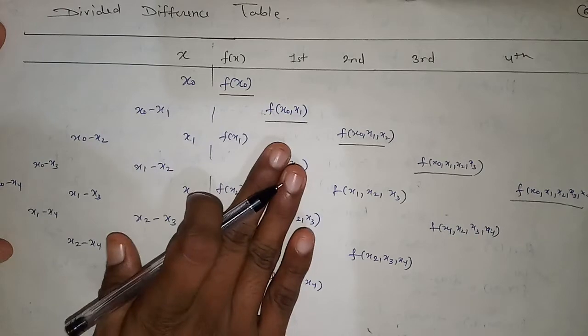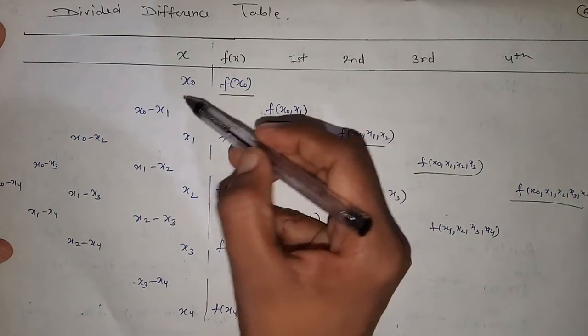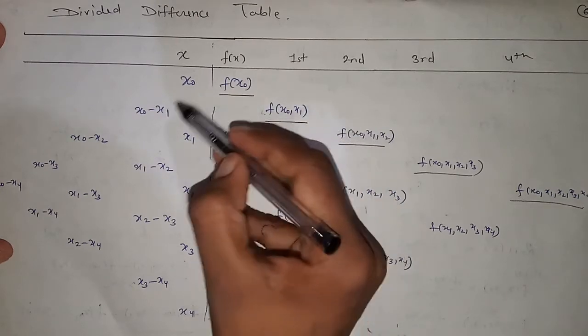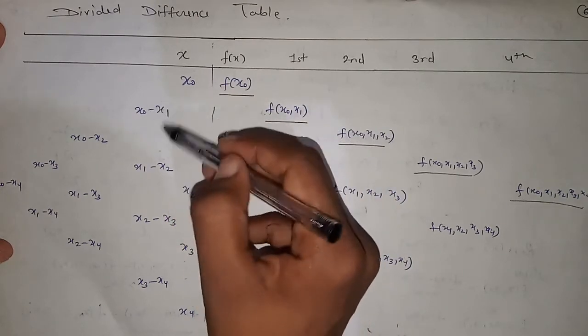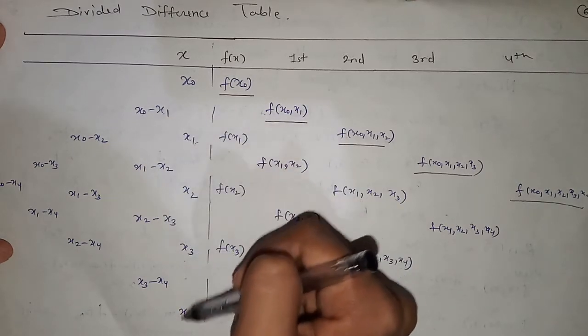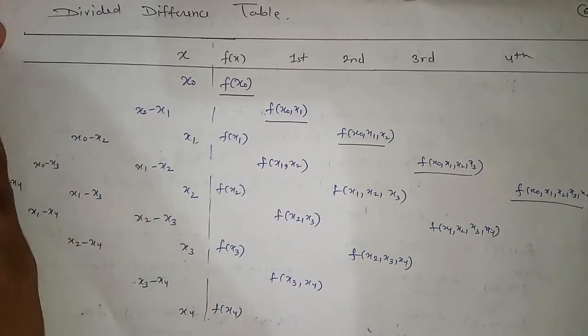This is a symmetric table. First of all we will look at the left hand side terms. Here this is x0, x1, x2, x3 and x4. We are finding the difference of these: x0 minus x1, x1 minus x2, x2 minus x3, x3 minus x4. Now this part is over. Now we have to calculate this one.